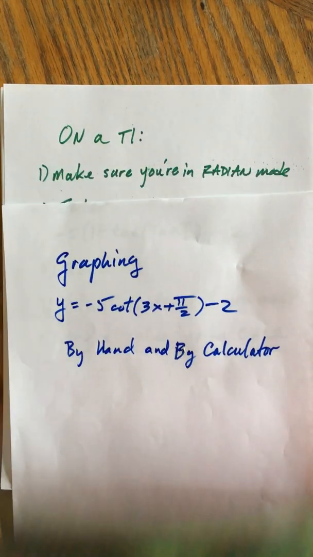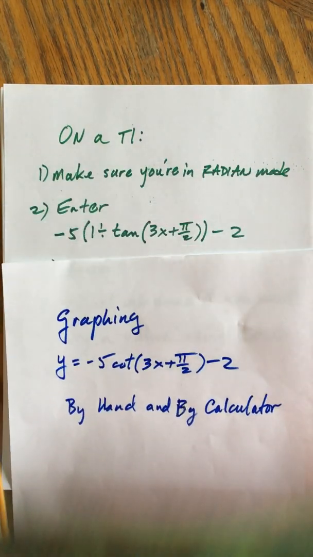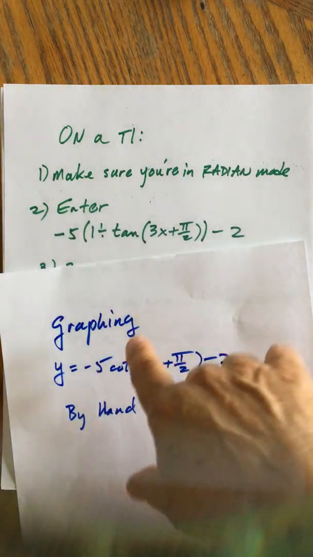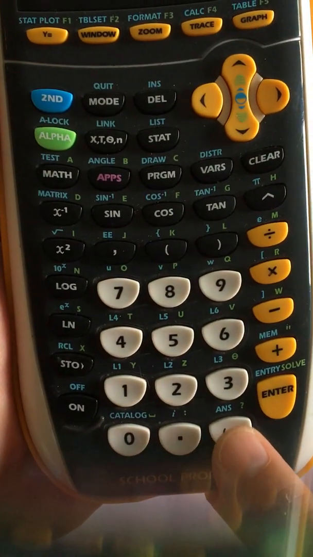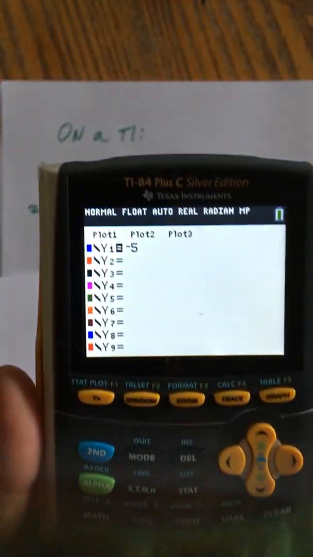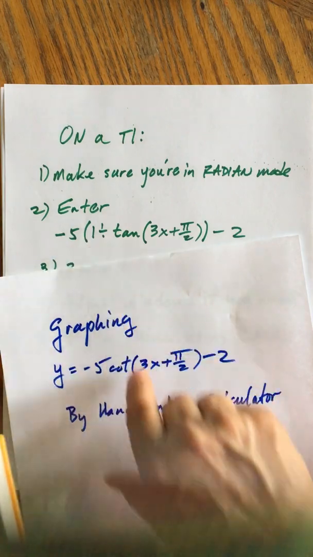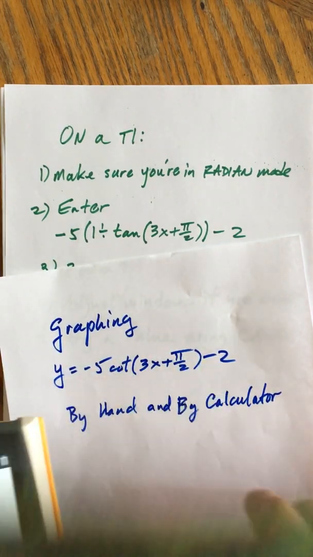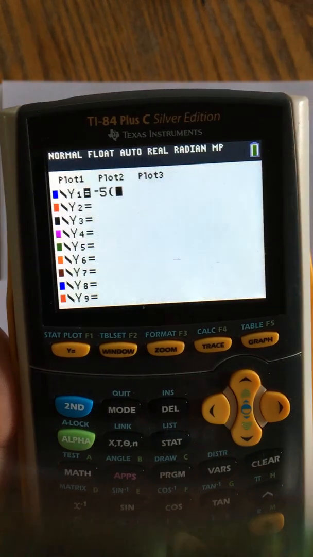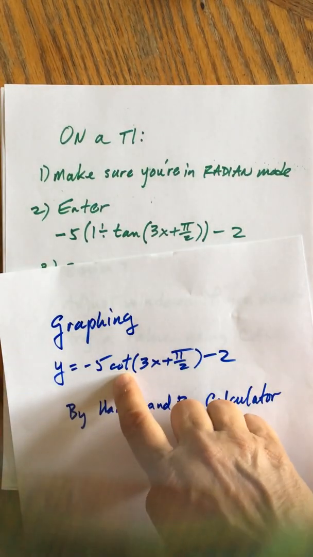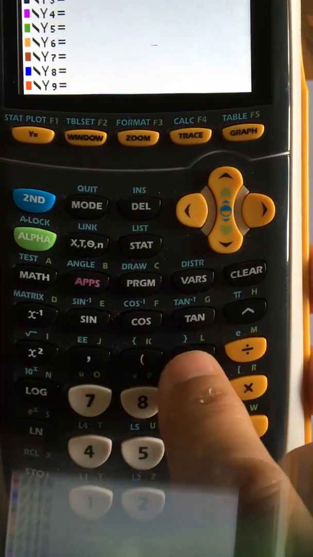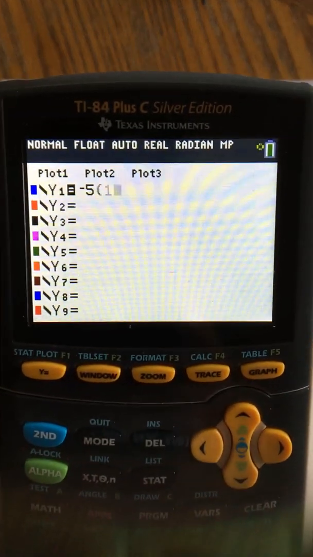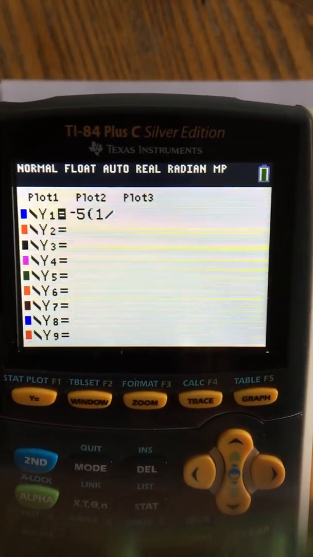And what I want to enter is -5, but remember this negative sign is not the operator, it's the fact that you have a number that is negative. So -5. And then I want to open a parentheses because I want to say times all this stuff. And because cotangent is the reciprocal of tangent, all I have are the 3 buttons, sine, cosine, and tangent. So I want to say here 1 divided by tangent.